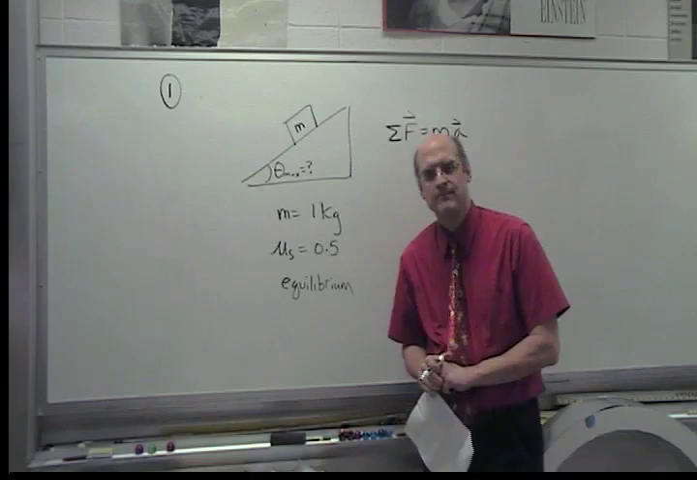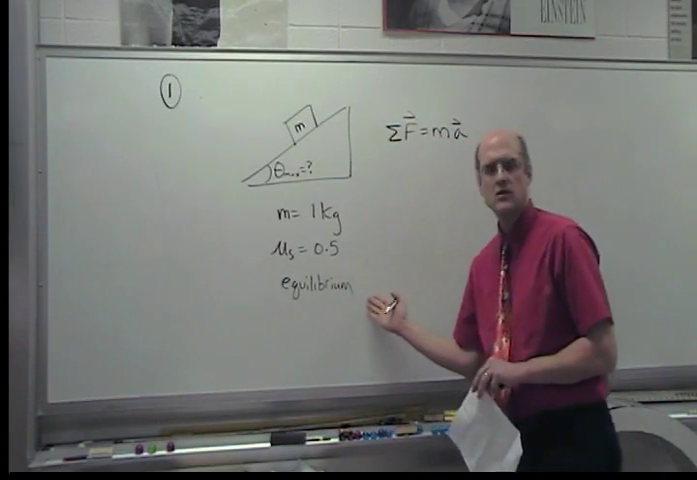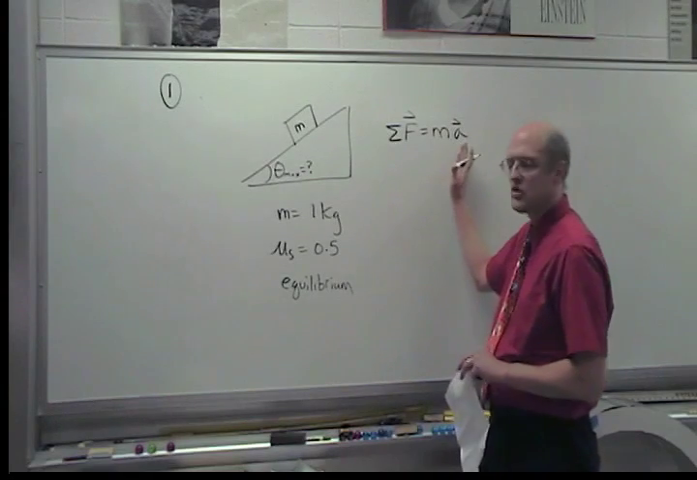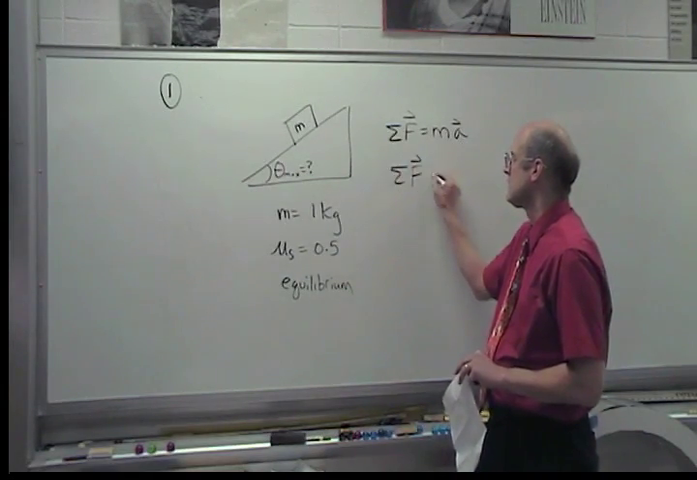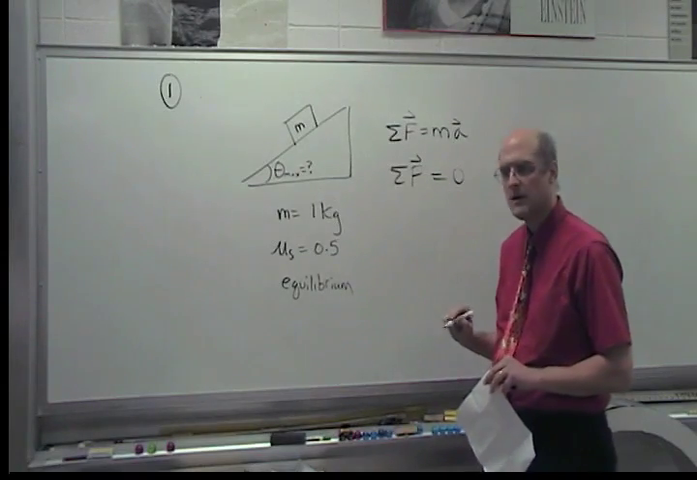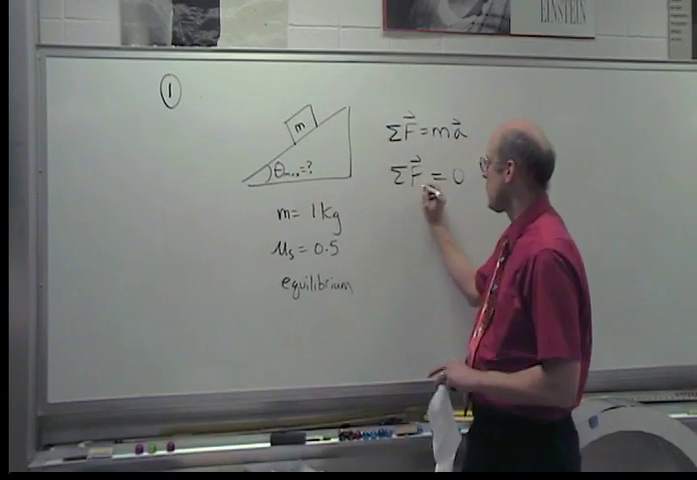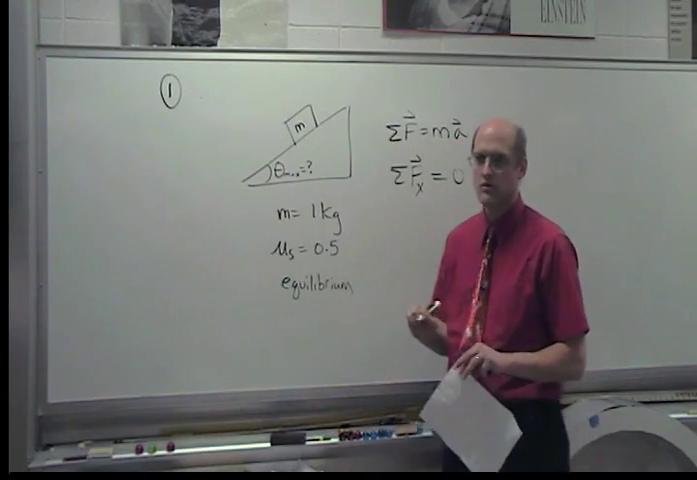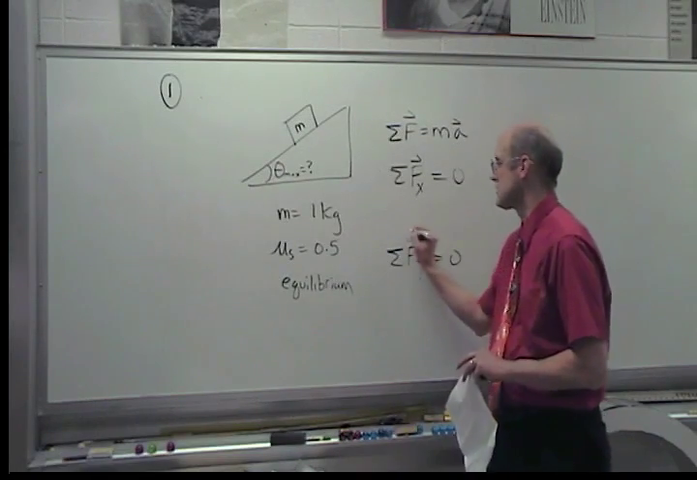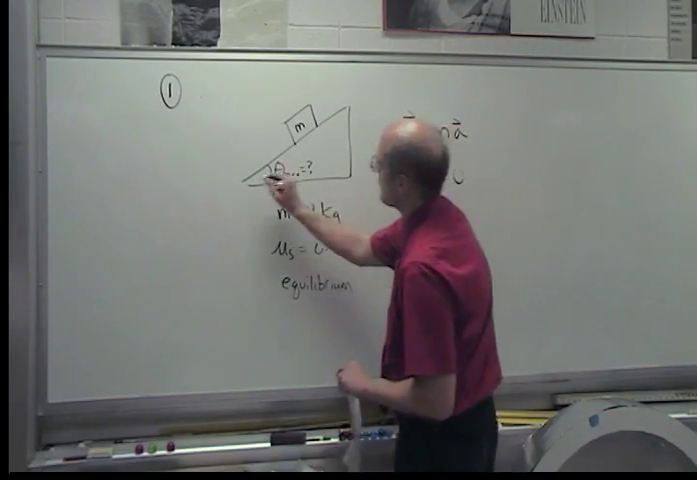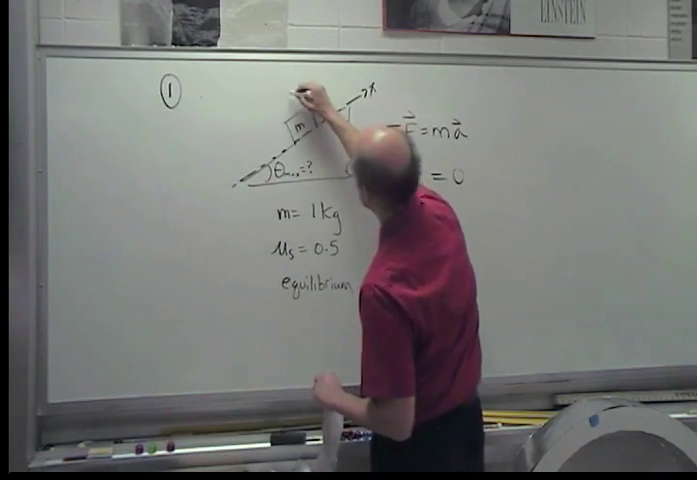And so can you. The net force is equal to ma, but since it's in equilibrium, that means that there is no acceleration. So that means that the net force is equal to 0. Now, we have two dimensions here, so I'm going to break it up into the x and y part. So the sum of the forces in the x are equal to 0, and the sum of the forces in the y are equal to 0. I'm going to call the surface of the inclined plane the x-axis.